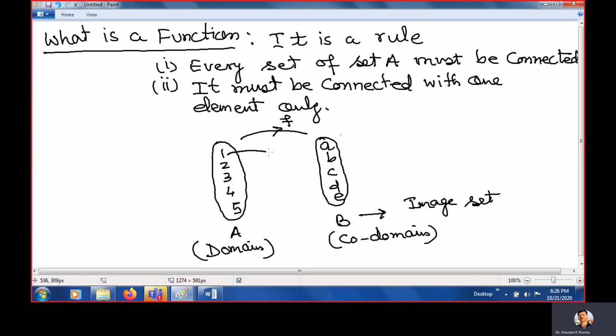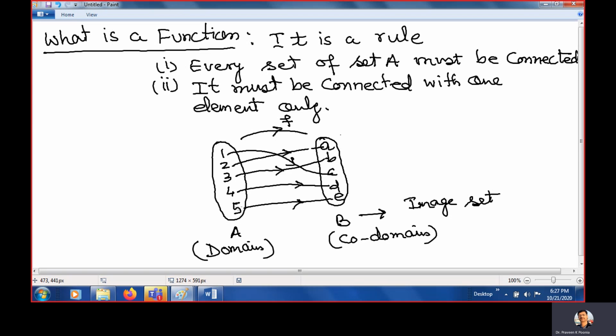Like if one is connected with C, what is the image of one? The image of one is C. We will learn this in the next slide, no problem. So one is connected with C, two is connected with A, three is connected with B, four is connected with D, five is connected with E. Clear?